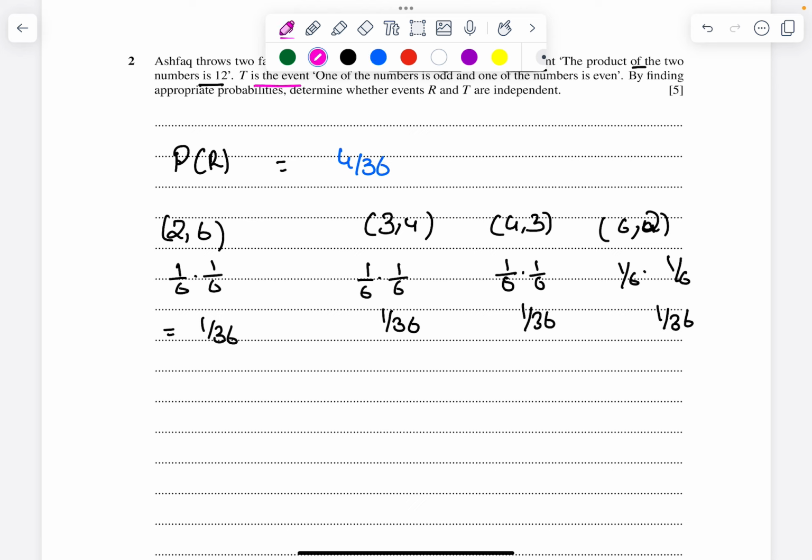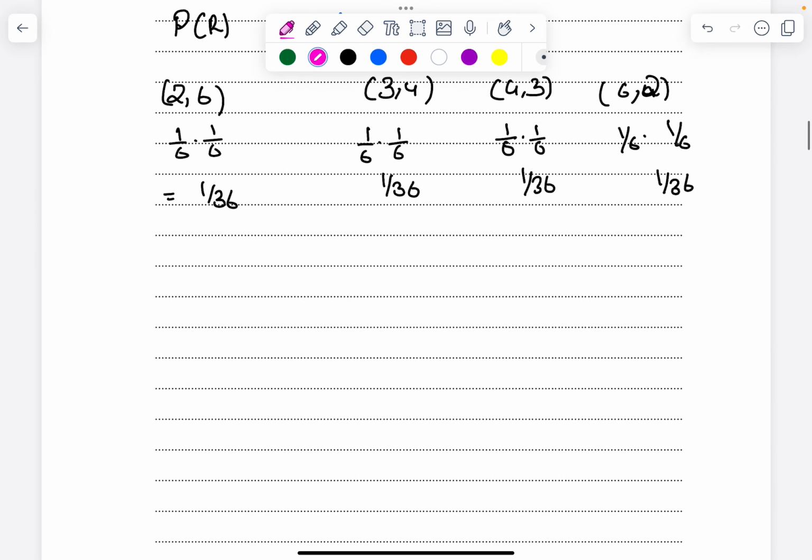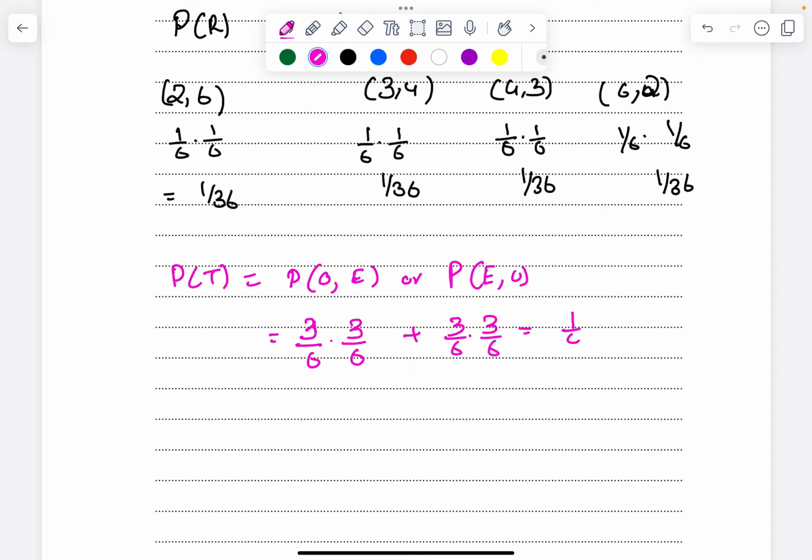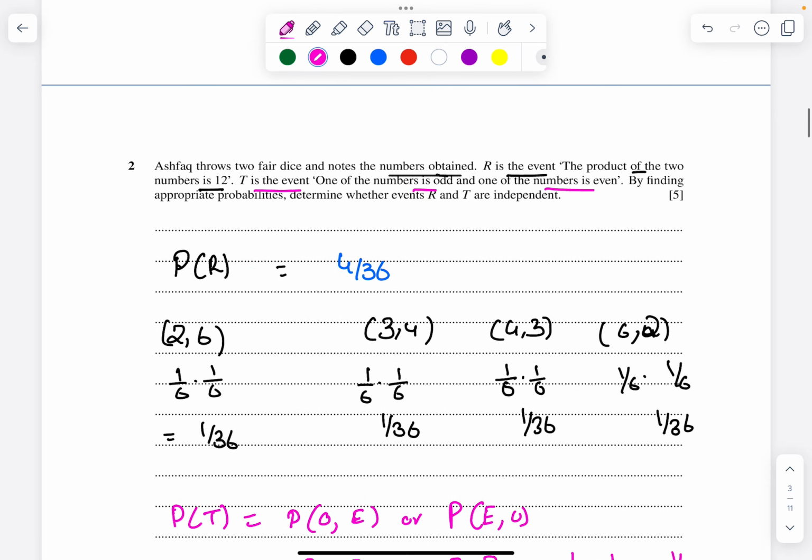Now, T is the event that one of the numbers is odd and the other number is even. So probability of T equals probability of odd, even, or probability of even, odd. How many odds are there? 3 odds out of 6, 3 evens out of 6. So 3 out of 6 times 3 upon 6, which is 1 upon 4, plus 1 upon 4, which is going to be 1 upon 2.